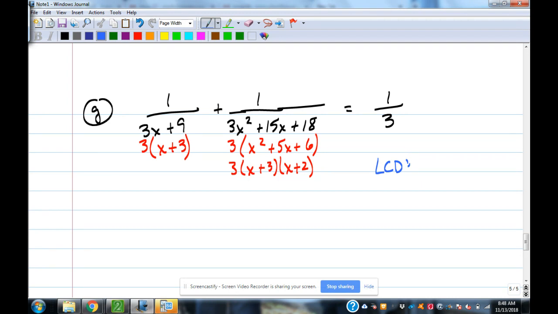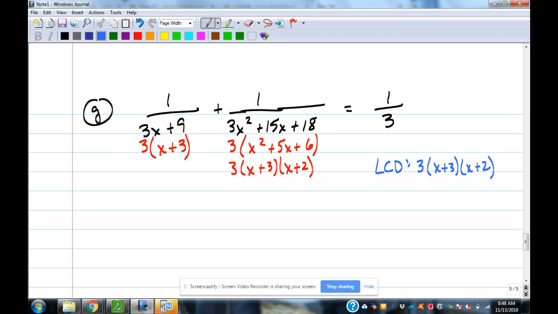What would the least common denominator have in it? The 3, because everybody's got a 3, right? That's a shared piece. And then these two both have x plus 3. And then there's another piece, the x plus 2, that only one of them has. But the product of all of those has got to be the common denominator.